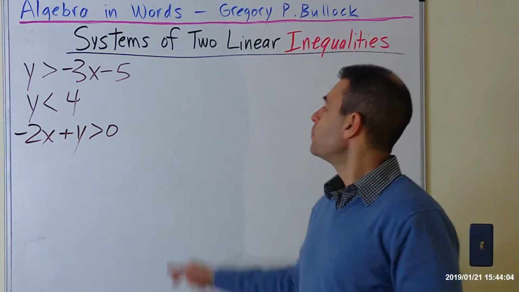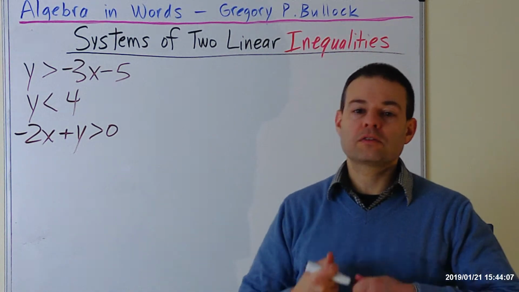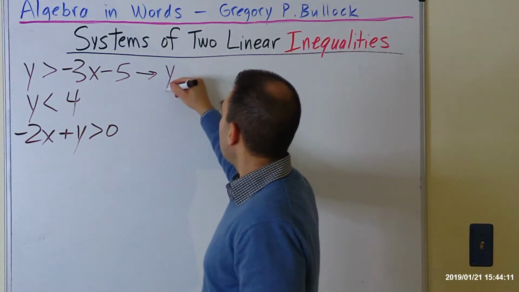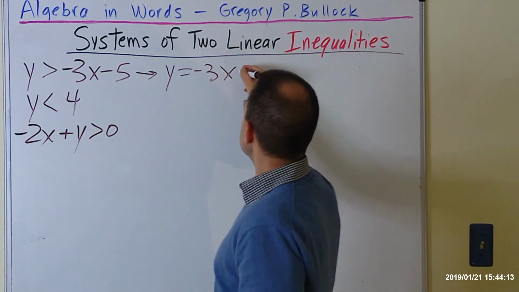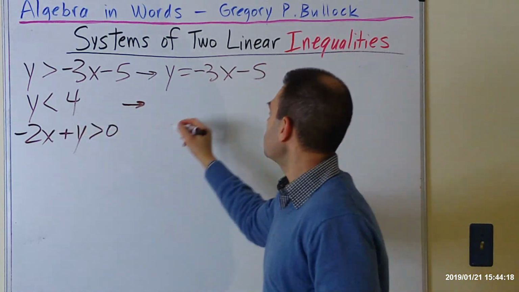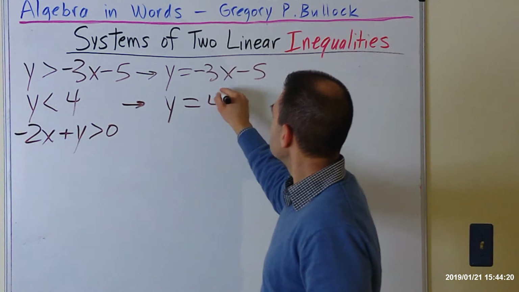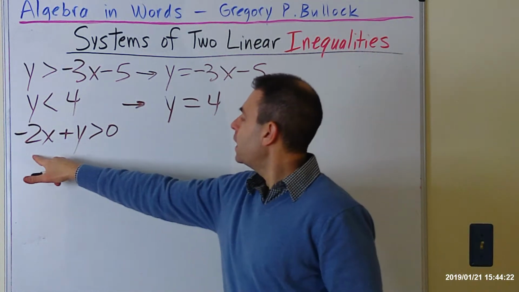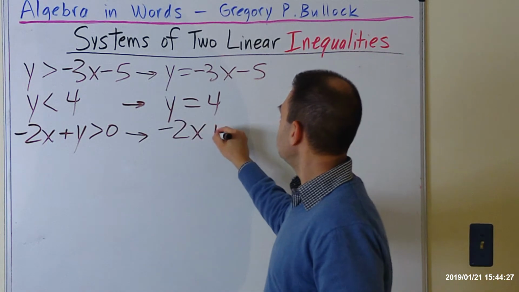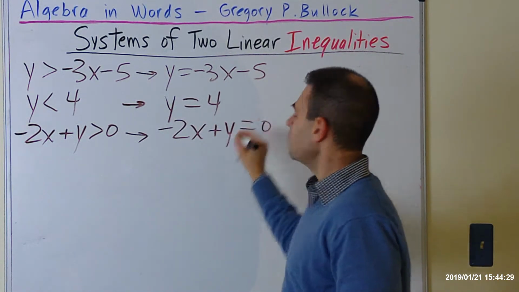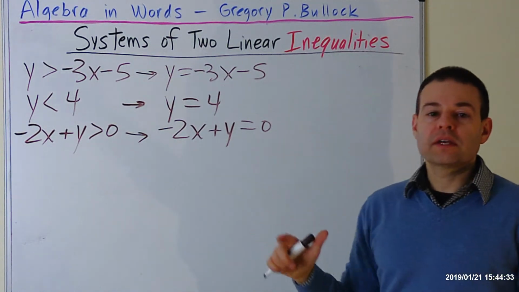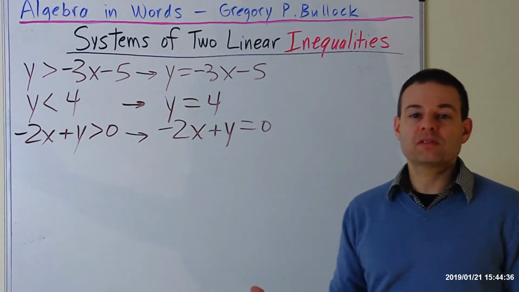Let's get started. Starting at the top, let's just make all of these equations. y equals negative 3x minus 5. y equals 4. And negative 2x plus y equals 0. All right, so let's look at the top, and the next step is to graph.